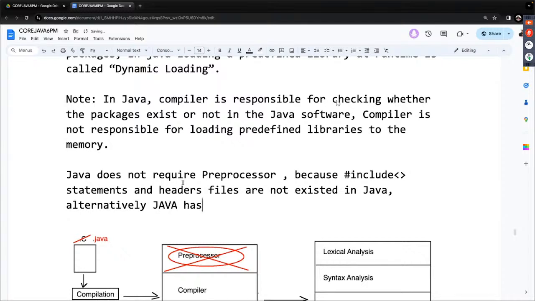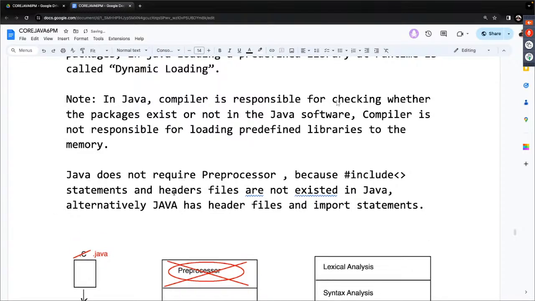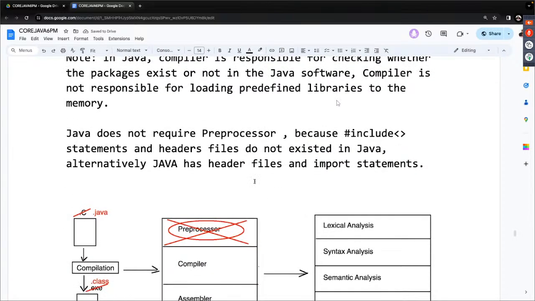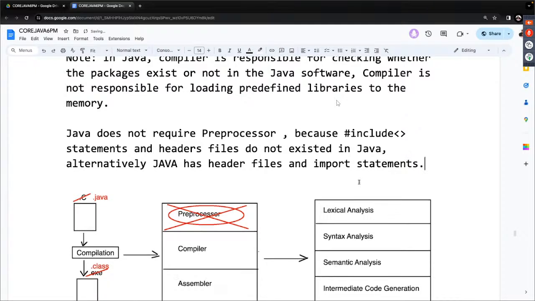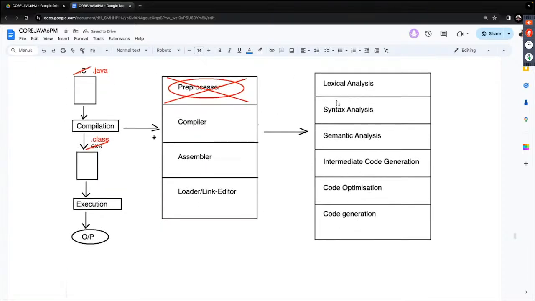Alternatively, what is available in Java? Package import statements are available. Now observe carefully. Java does not require a preprocessor. Why? Because hash include statements and header files do not exist in Java. Alternatively, Java has import statements. Yes, sir. All of you are getting clarity in this point now? Right. Then as per the diagram I gave here, now try to understand the diagram.